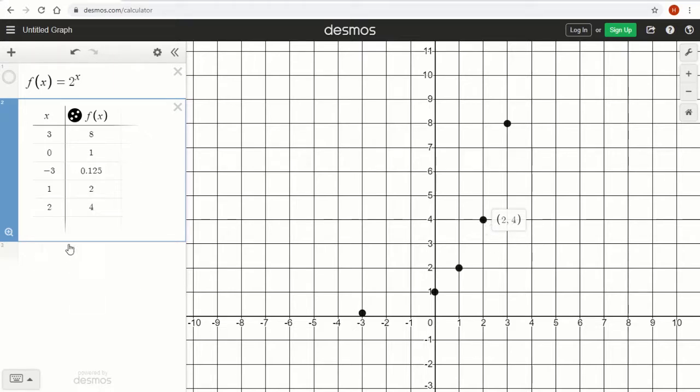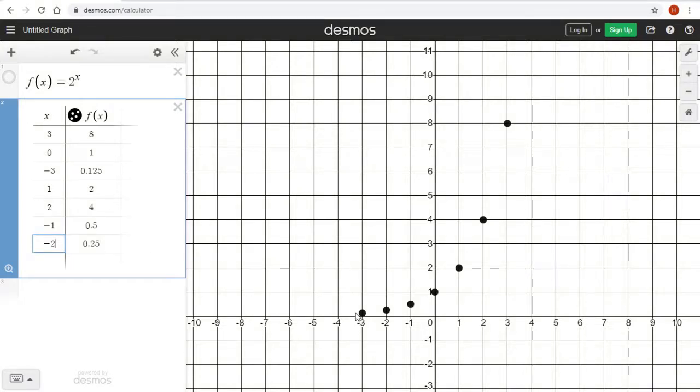And how about we put in some other negative values between 0 and 3 as we had earlier. So now how about negative 1? Desmos quickly gave us 0.5, which is right here. The point was already placed on the graphing area. And how about one more value? So now how about negative 2? When x equals negative 2, our value quickly became 0.25.